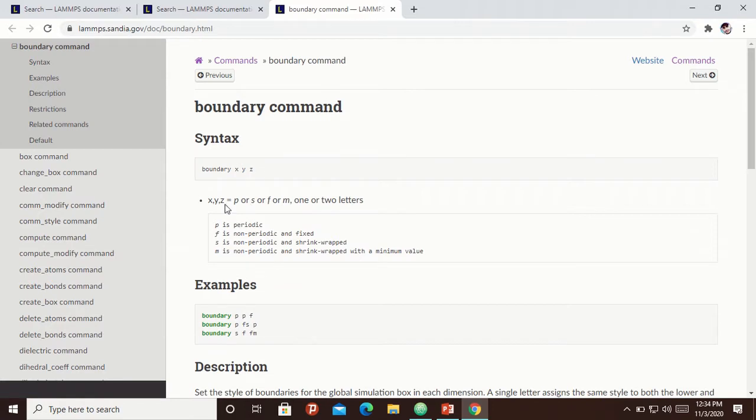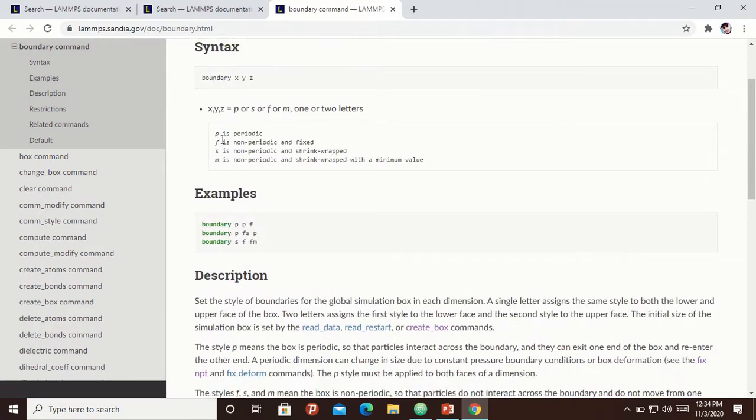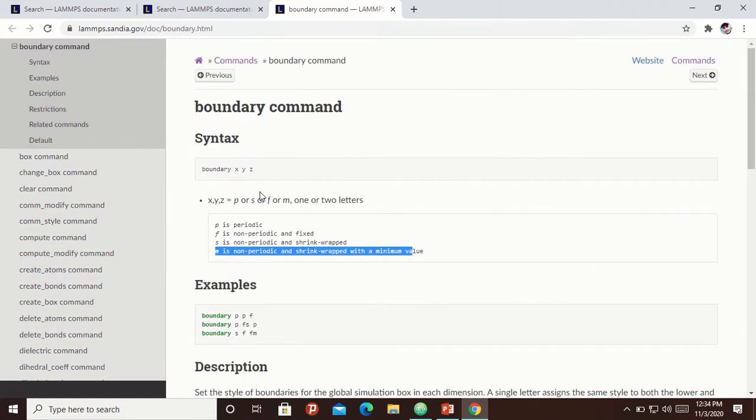You can write either p, s, f, m, or whatever you want to do. So p is for periodic, f is for non-periodic and fixed, s is for non-periodic and shrink-wrapped. Similarly m is there. Okay, so what I am going to use is a periodic boundary condition.